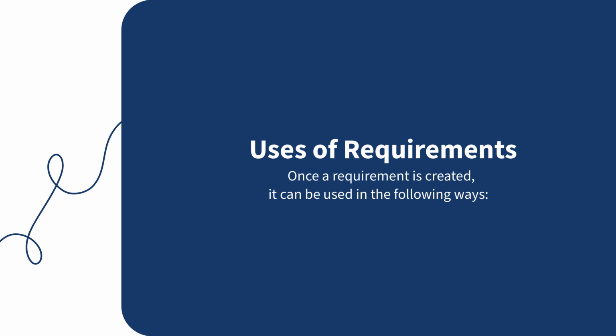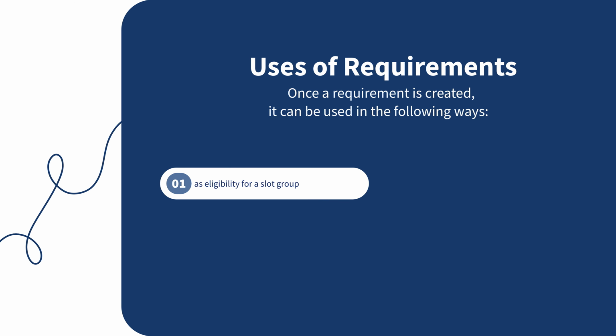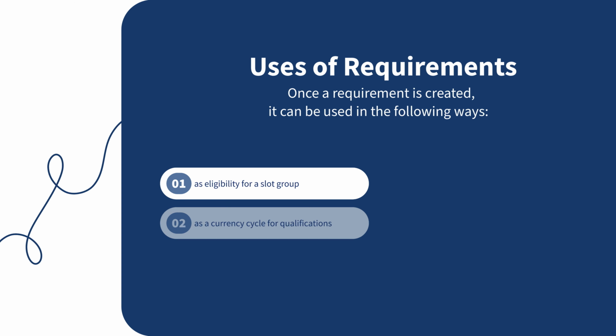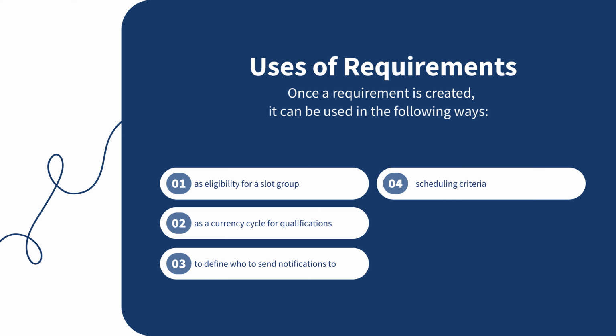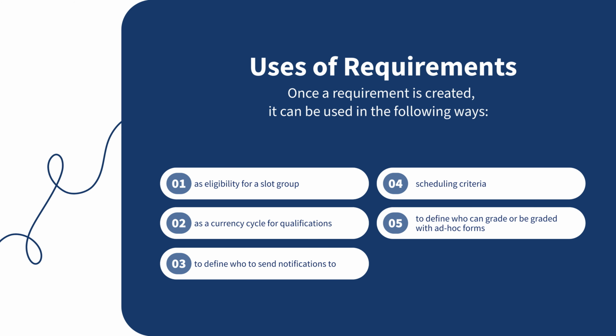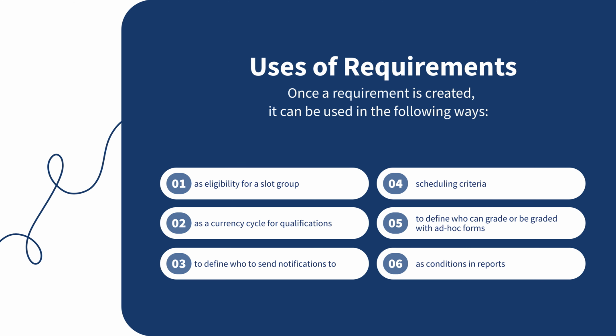Once a requirement is created, it can be used in the following ways. As eligibility for a slot group. As a currency cycle for qualifications. To define who to send notifications to. Scheduling criteria. To define who can grade or be graded with ad hoc forms. And as conditions in reports.